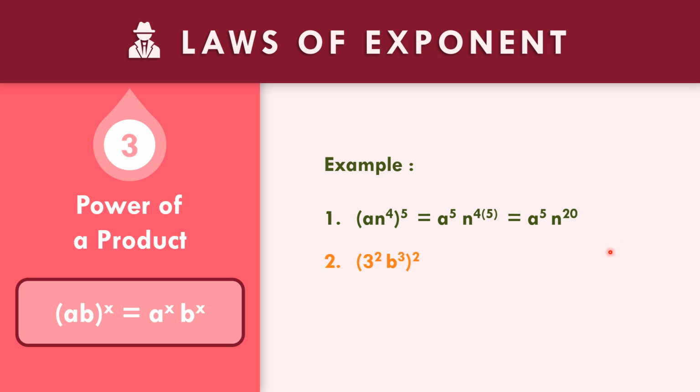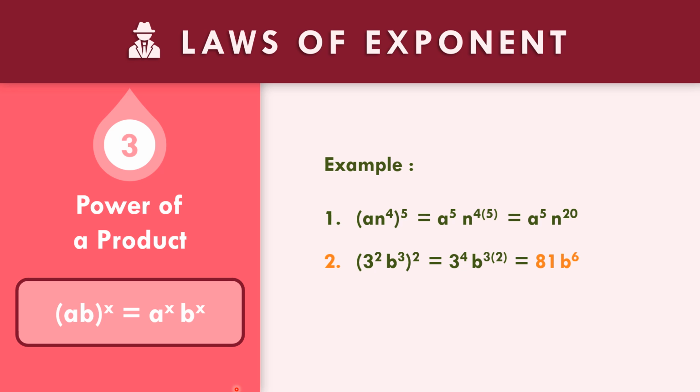How about number 2? 3 squared, the quantity 3 squared times B cubed raised to the 2nd power. So we have different base, so we need to multiply the exponent. Copy the base 3, and then 2 times 2, that is equal to 4. Copy the base B, and then the exponent 3 times 2. 3 to the 4th power, that is 3 times 3 times 3 times 3, that is equal to 81. While here, 3 times 2, that is equal to B to the 6.